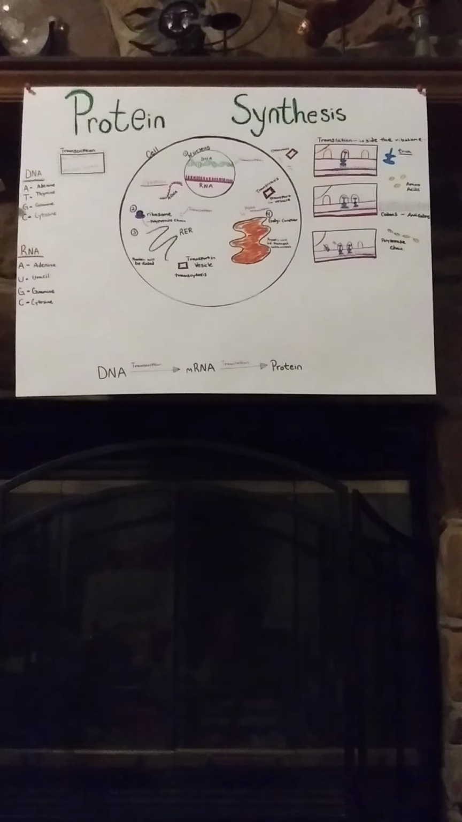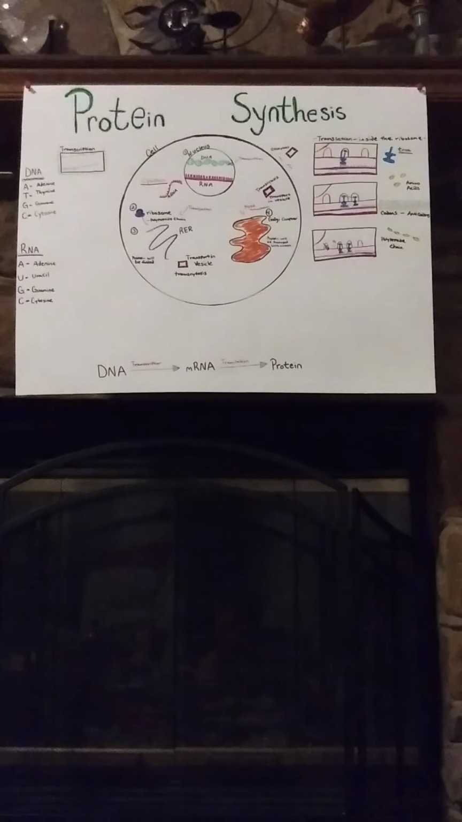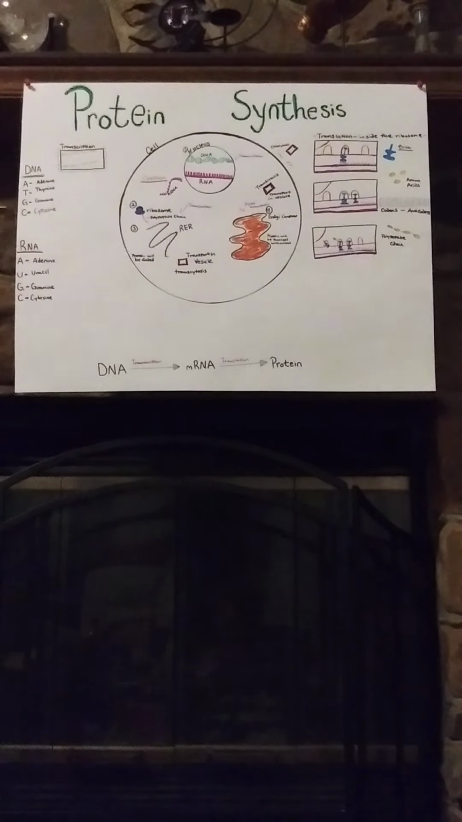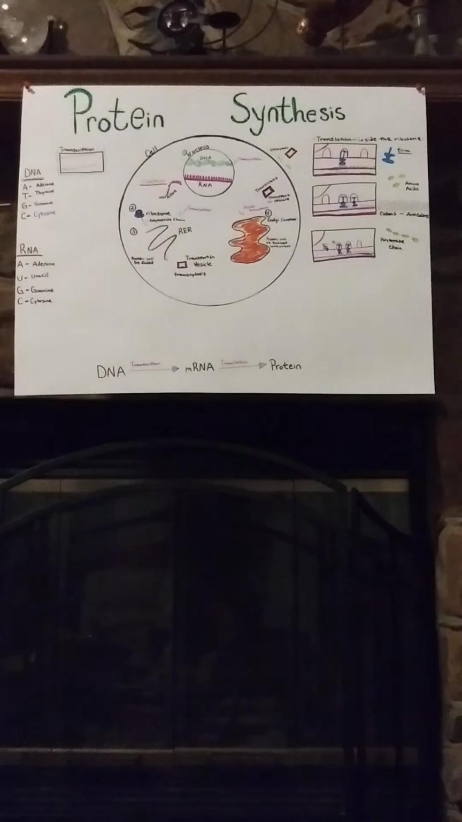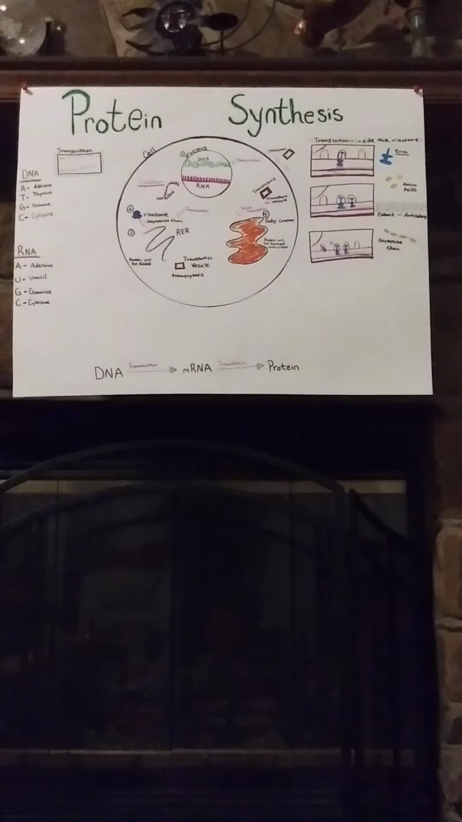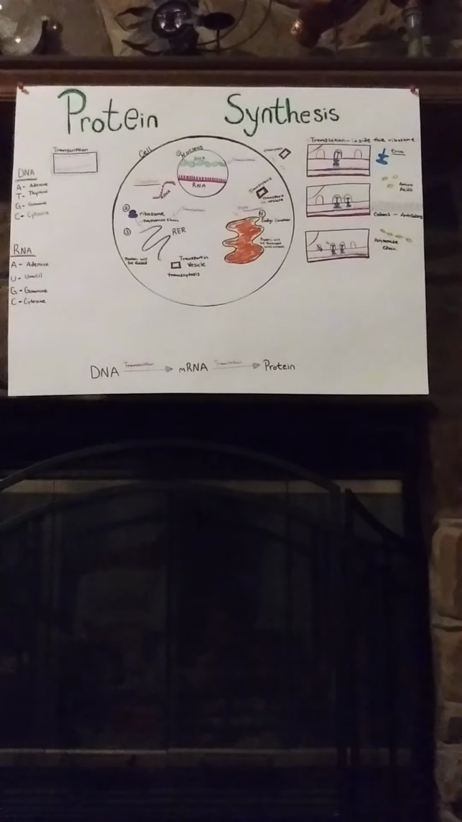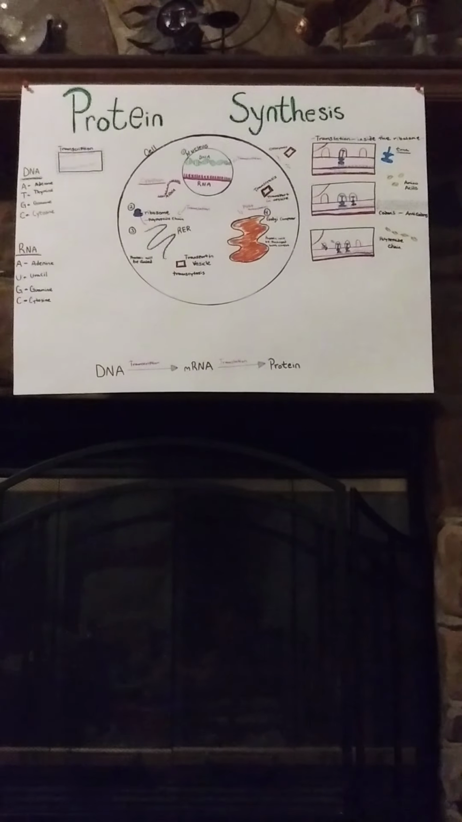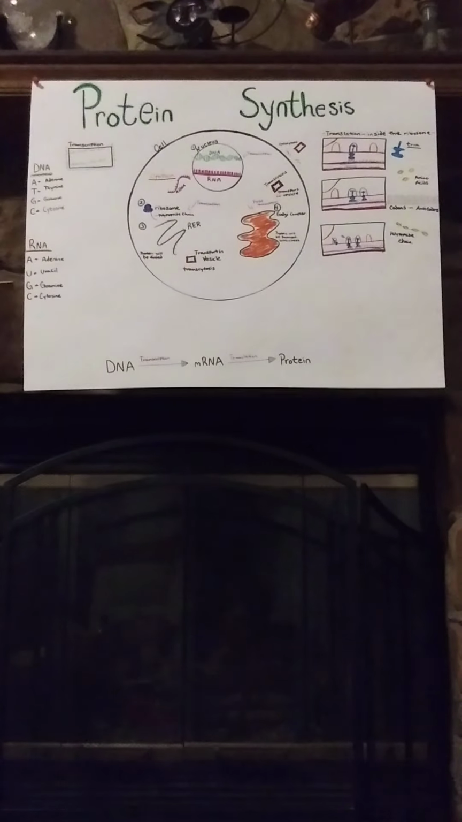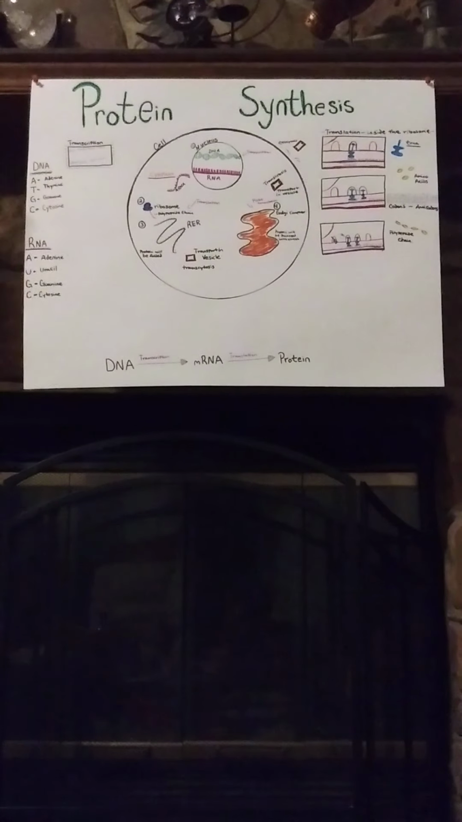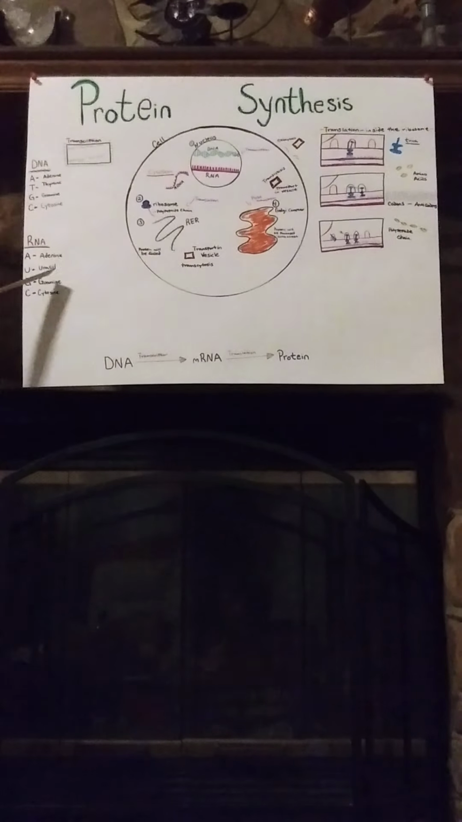In the DNA, it has ATGC: adenine, thymine, guanine, and cytosine. In the RNA, we have AUGC, which is adenine, uracil, guanine, and cytosine. Inside the nucleus is where transcription is going to happen between these two, the DNA and the RNA.